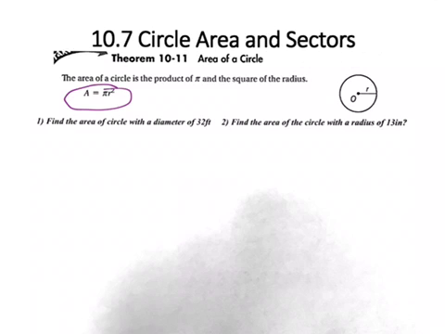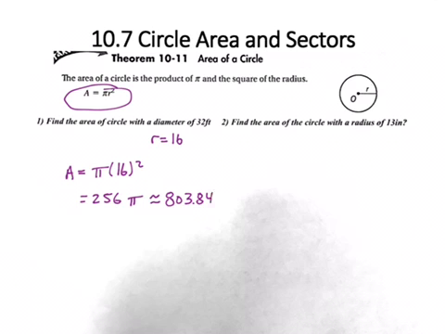So in the first question it says, find the area of a circle with a diameter of 32. Well, if the diameter is 32, that means the radius is just 16. So we know our area is equal to pi times 16 squared. Well, 16 squared would be 256. So our answer could be 256 pi. Or if we want the decimal form of this, we would get 803.84 feet squared. So both of these work.